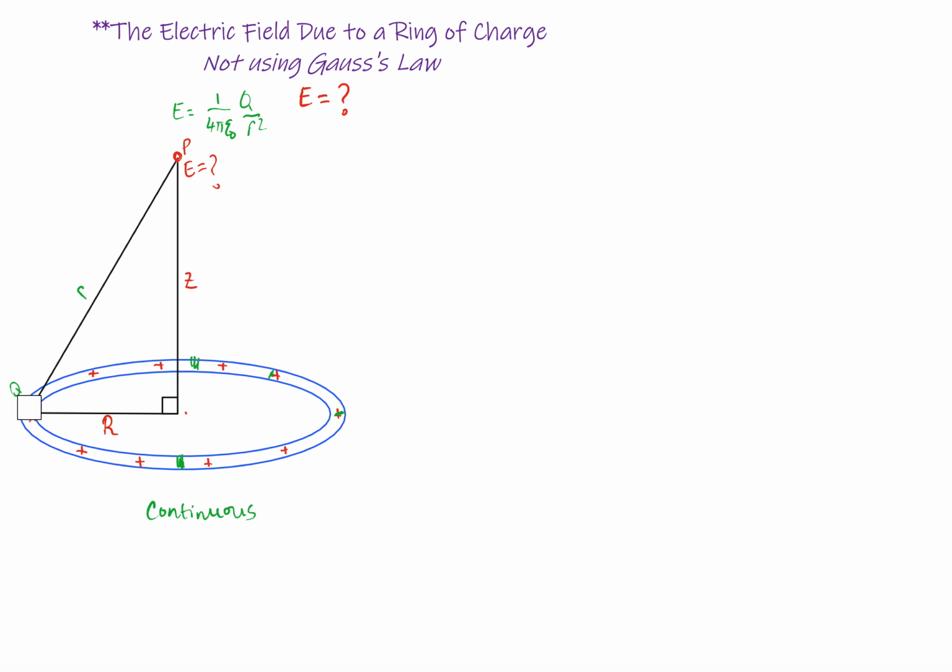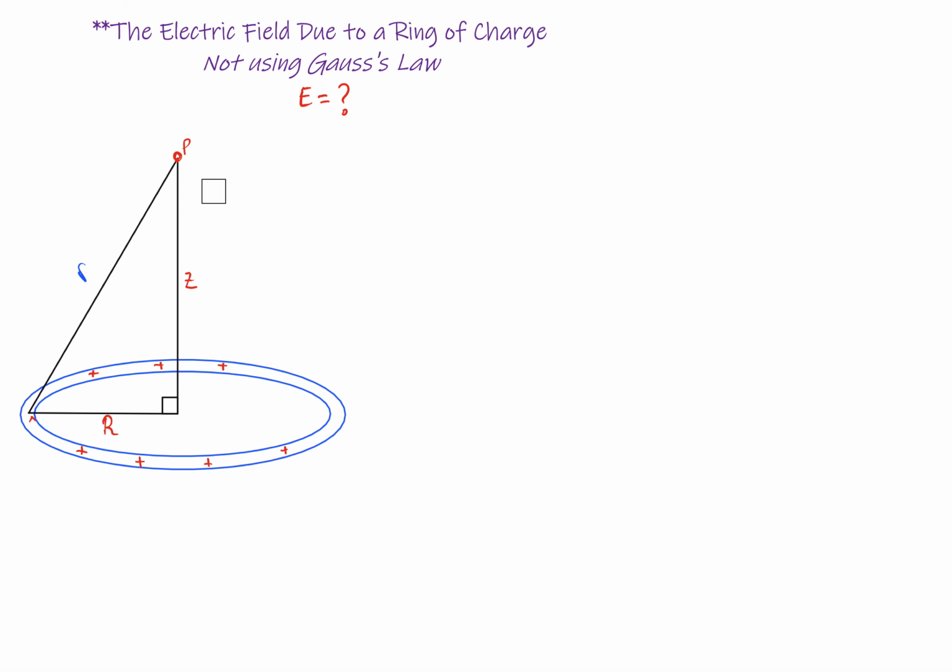Now we're not going to use the concept of flux to do this because we are not using Gauss's law, and usually we will only use the idea of flux when we are using Gauss's law. So I'm going to show you a method by which we can figure that out. It's really just the vector addition method, but using a few other mathematical tools.